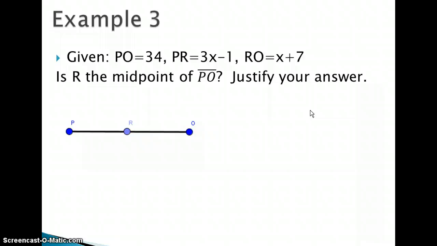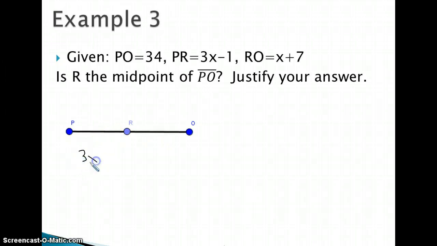Now I love this problem. This problem is going to tell us that we are given a segment with a measurement. It's going to give us two smaller pieces and have us figure out if R is the midpoint of PO. And here's what I love about this problem: there are many different ways that you can do it. One way is to take the two smaller pieces, PR and RO, and add them up to 34. If PO is 34, then they have to add up to 34. And then from there you can take your value of x and see if they're the same. So I'm going to do it that way first, and then we'll show another way.